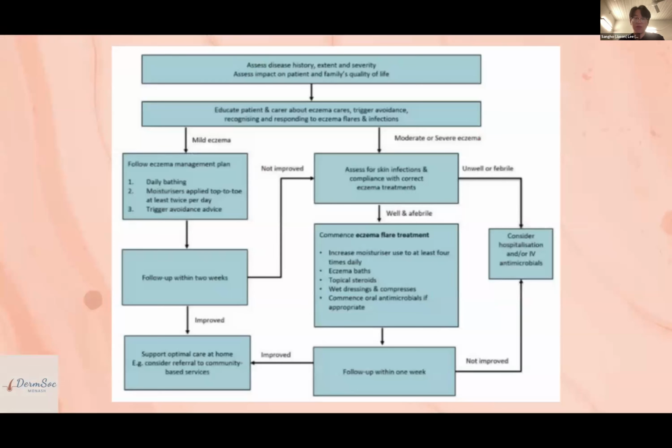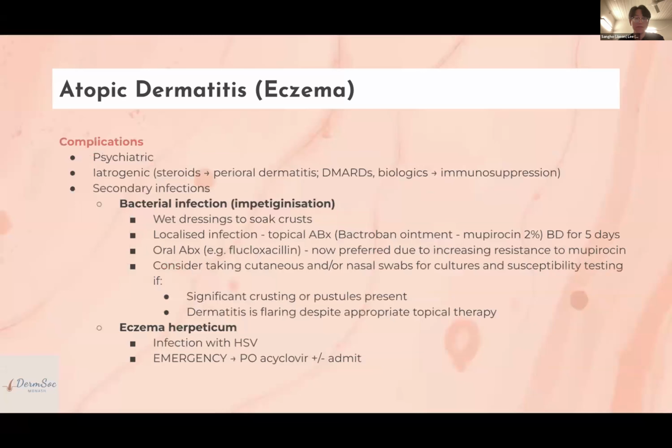So there's just a simple flow chart of what to do for eczema patients, depending on the severity. And complications, the most significant to be aware of are your secondary infections. Bacterial infections are called impetiginization, most commonly Staph aureus, where you get these golden crusts on top with a bit of oozing. And we want to get rid of these crusts and use antibiotics. Topical if they're localized, so mupirocin 2% or Bactroban ointment. But because resistance is becoming more prevalent, we more commonly use oral antibiotics like flucloxacillin.